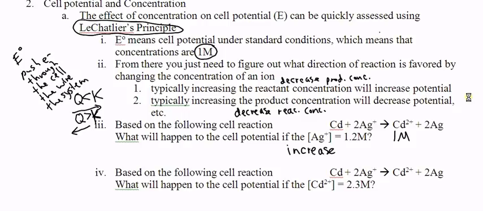Next example problem we have here is same balanced equation. What's going to happen to the cell potential in this case? Well, again, we're going to assume that without any other mention, silver's concentration should be 1 molar. And in the case of cadmium, we're talking about 2.3 molar. So we have a product concentration that is increased. And according to this bit of information, increasing product concentration is going to decrease cell potential.